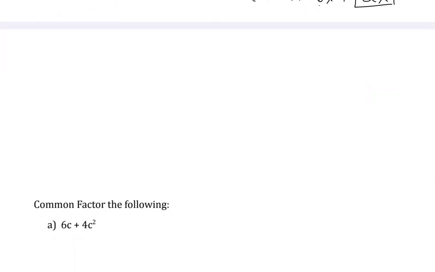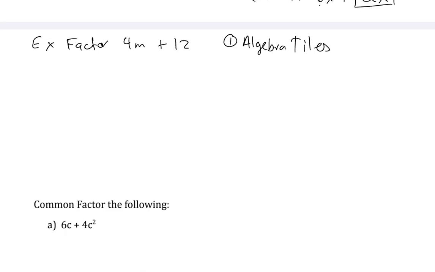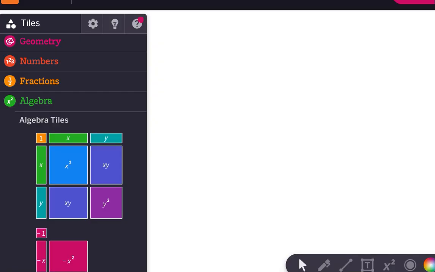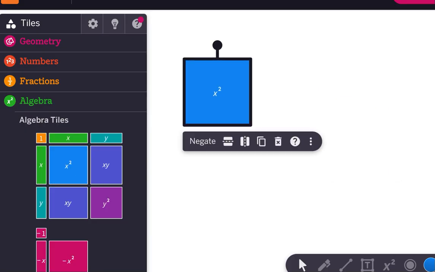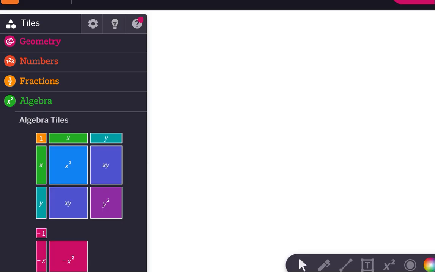Okay, I am going to rewrite this one. You do not need to though, okay? So for our first example, we're going to factor 4m plus 12. So first method I'm going to show you with algebra tiles. So when I look at my algebra tiles, this guy right here represents an x squared. But what we want to represent right now is 4m plus 12.